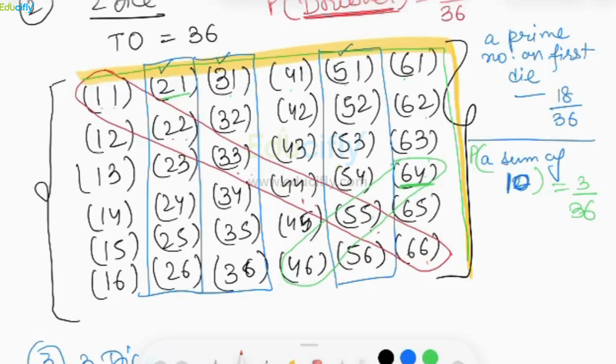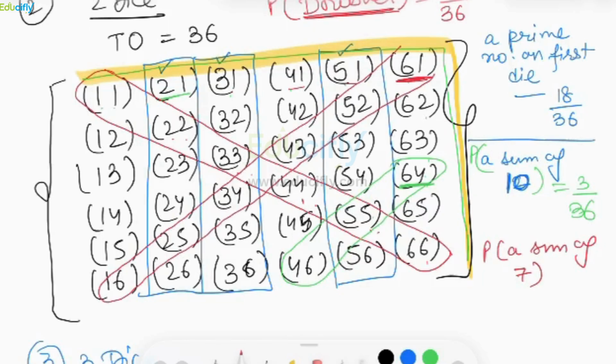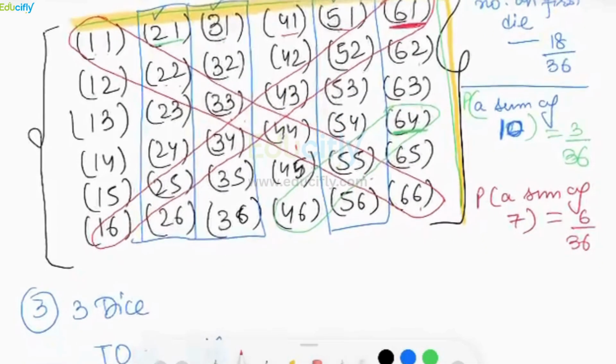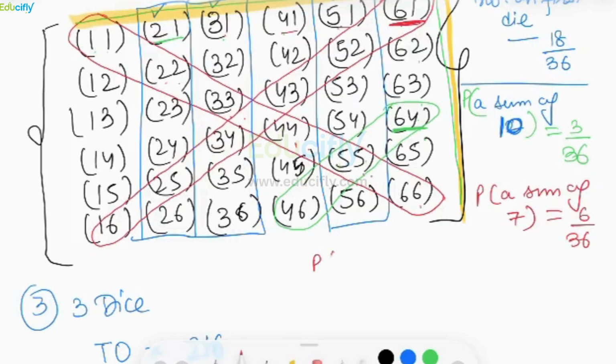Let's take one more example. If I'm talking about a sum of 7. So let's check again. Sum of 7 is 4, 5, 6, 7. 7 is this one, right? So let's continue with the diagonal. Just check your diagonal, go along with your diagonal, and this will give you the right solution, right? You got 6 outcomes, that is 6 over 36. That's really simple, right?